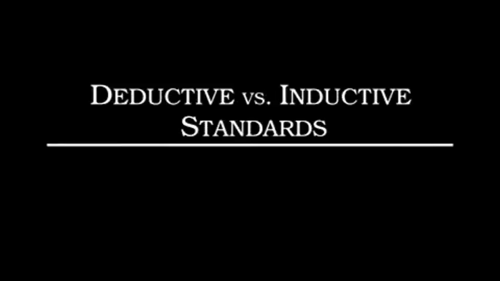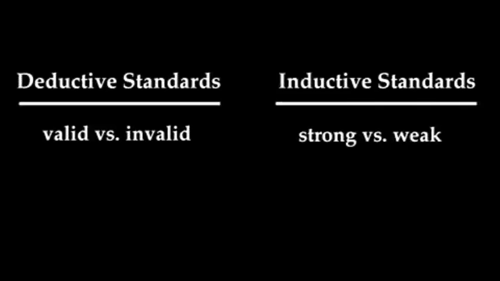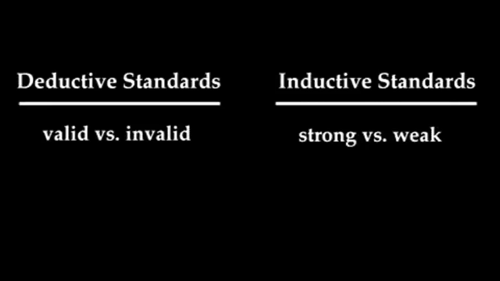The crucial point is that there are different kinds of standards for evaluating arguments. Deductive standards ask whether an argument is valid or invalid. Inductive standards ask whether an argument is strong or weak. There are several important differences between these standards. First, deductive validity is all or nothing. An argument is either valid or not. It can't be partly valid or a little valid any more than a woman can be a little pregnant.